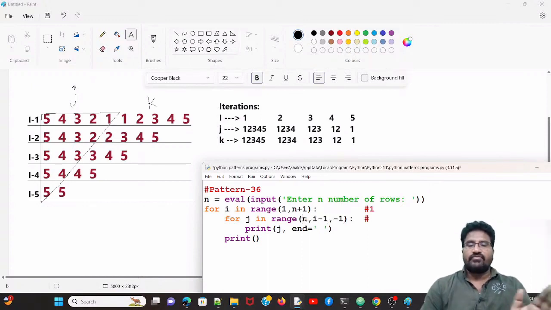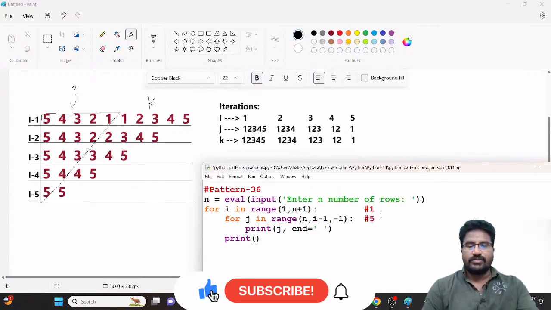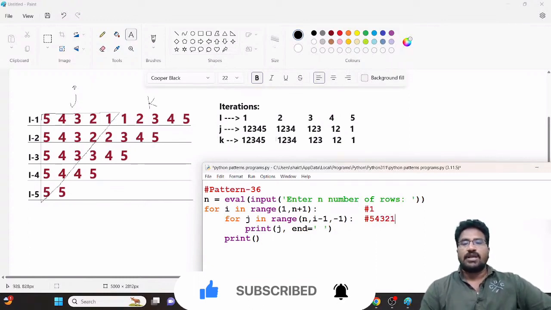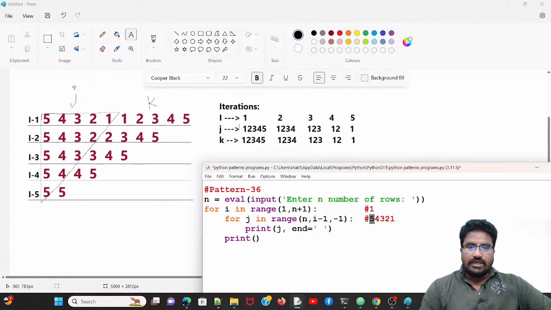First 5 comes. 5 minus 1, 4 will come. 4 minus 1, 3. Minus 1, 2. Minus 1, 1, like that. So first 5, then 4, then 3, then 2, then 1. When the first iteration, what is displayed? 5 is displayed. The second iteration, what is displayed? 4. In the third iteration, 3 is displayed. Then 2, then 1, like this.